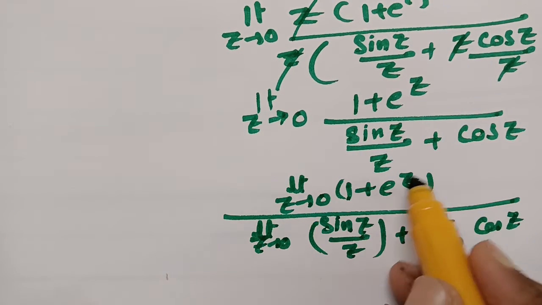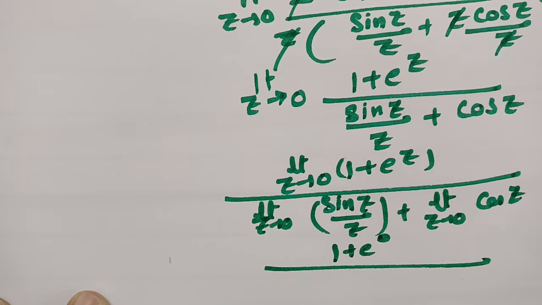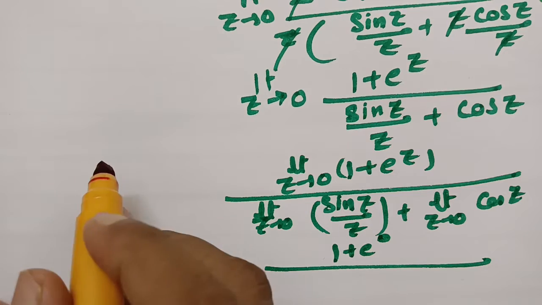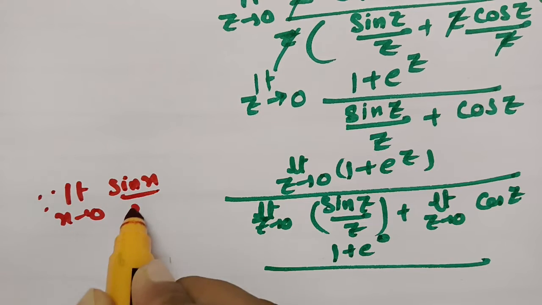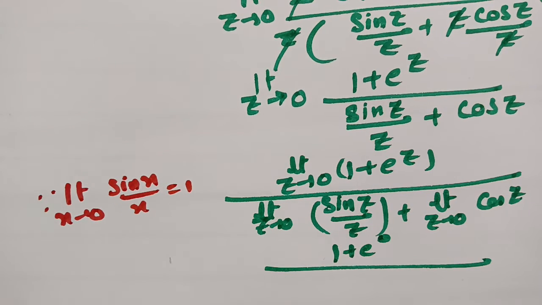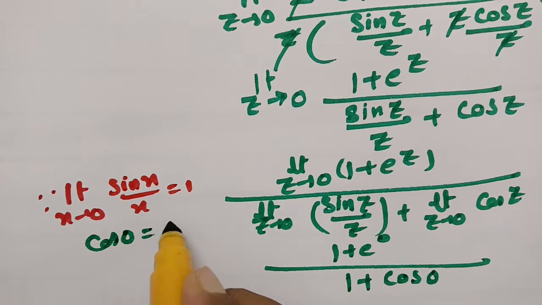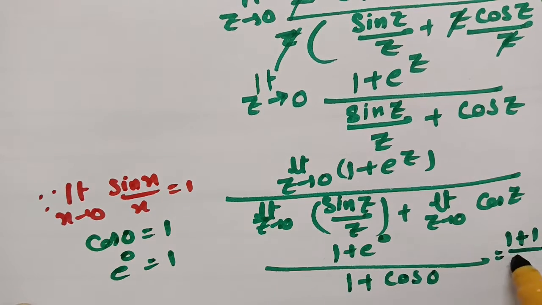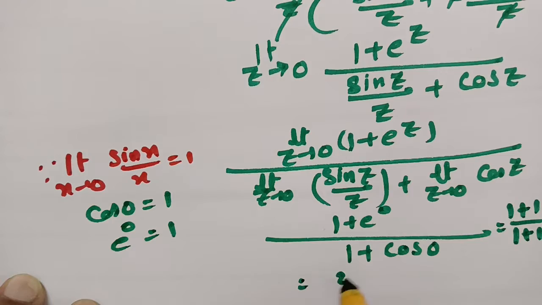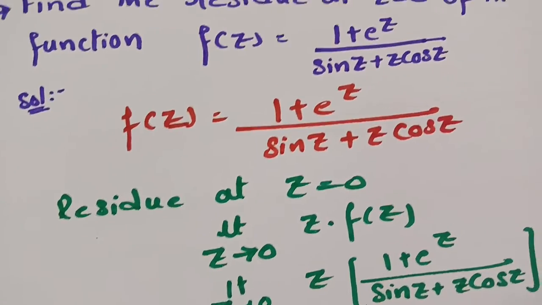If you keep z = 0 here, this will be 1 plus e power 0. As you know, the limit as x tends to 0 of sin x by x is equal to 1, so this value will be 1. And cos 0 is equal to 1, and anything to the power of 0 is again 1. So this is 1 plus 1 by 1 plus 1, which is 2 by 2. The answer here is 1. So this is how we have to find the residue at the point z = 0.